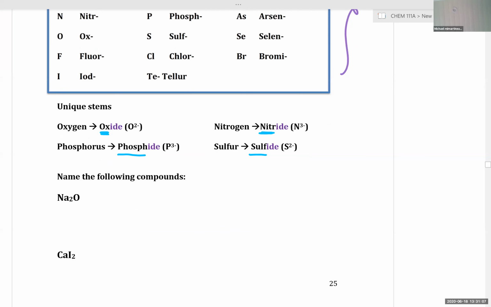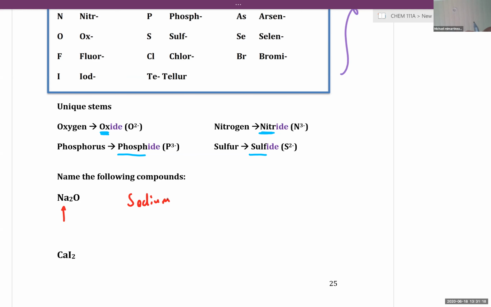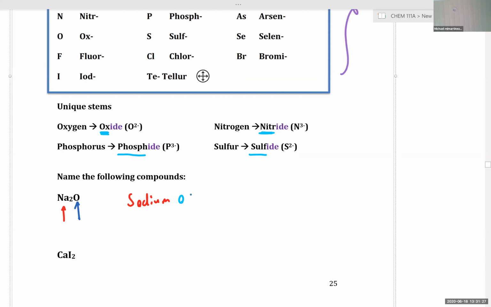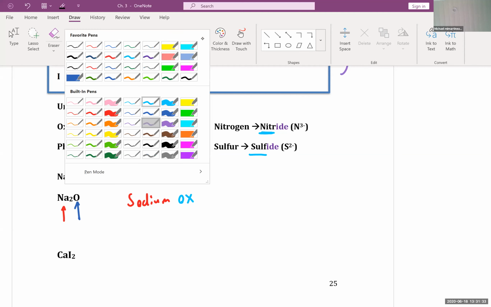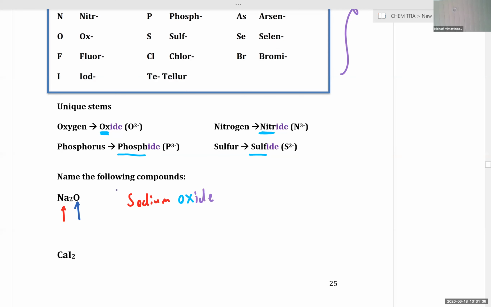So to show an example of this, let's name a few compounds. So Na2O, so Na is sodium, so I'm going to write the name of sodium. And then for oxygen, as it's an anion, I write my prefix, my stem of ox, and then I change the ending to IDE. So this is sodium oxide. Note that for ionic compounds, you don't have to specify the number of each cation or anion. It is implied by the charge.